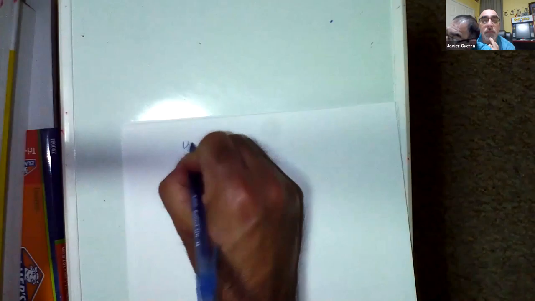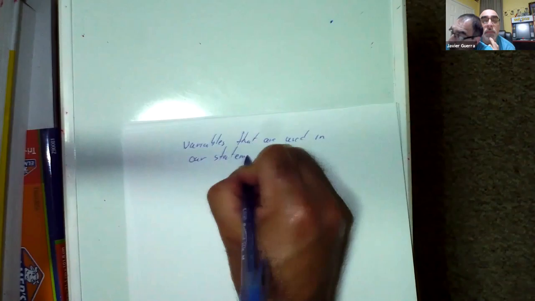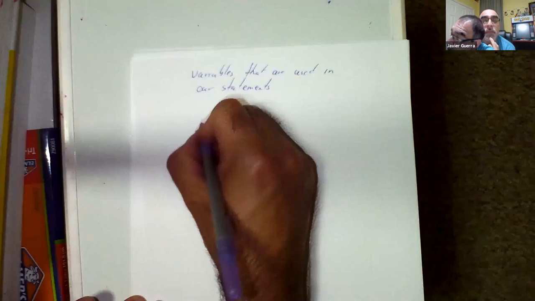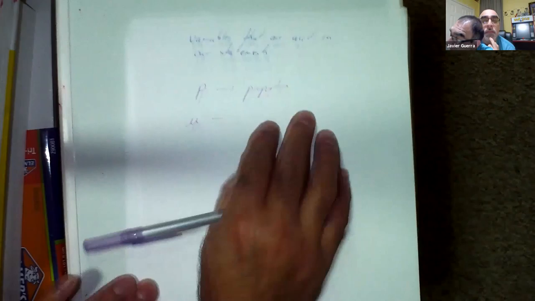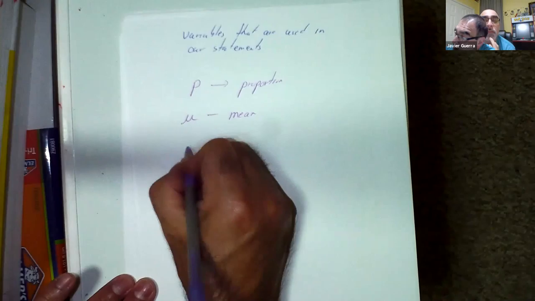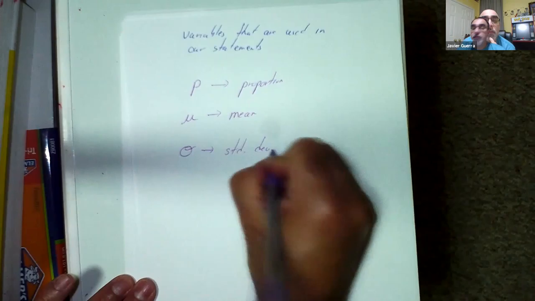Variables that are used in our statements. All right, we use the P. P is for proportion. We use mu, that is for the mean. And if we don't cover it anymore, sigma is for standard deviation. That's what we use for our statements.